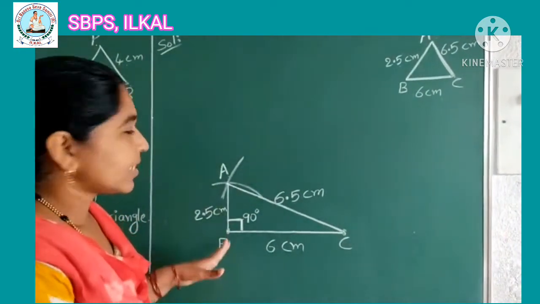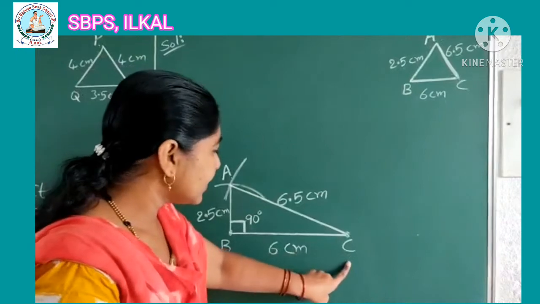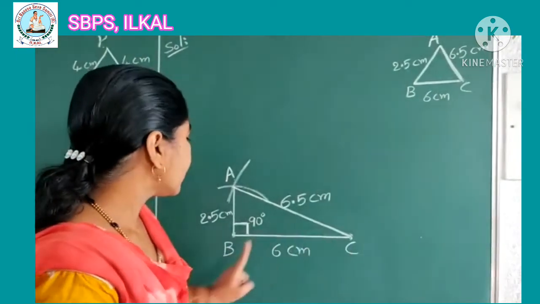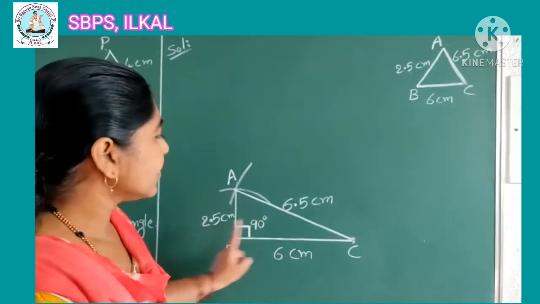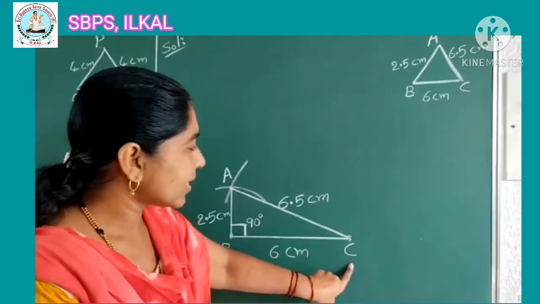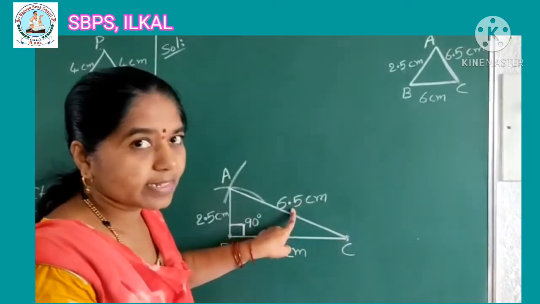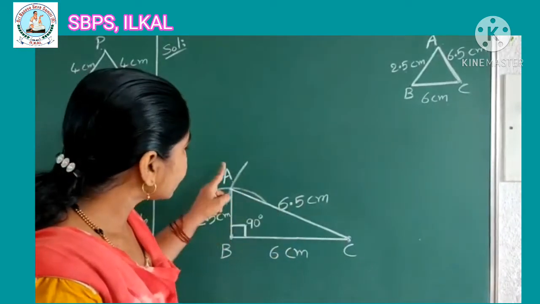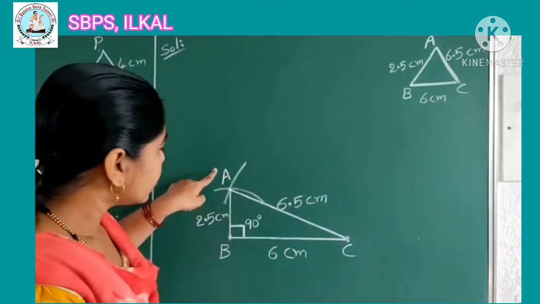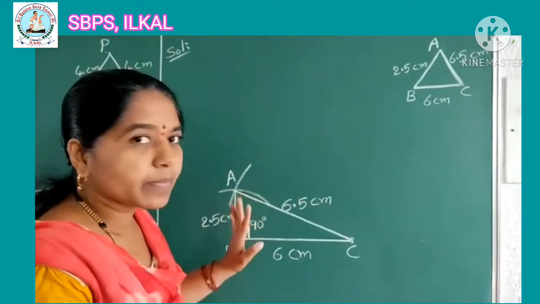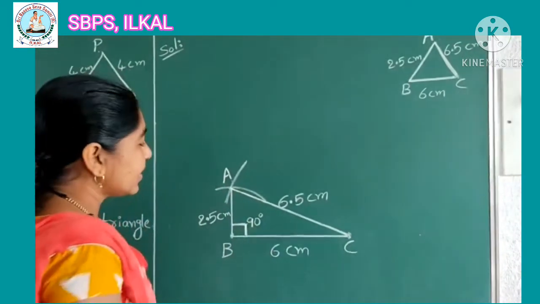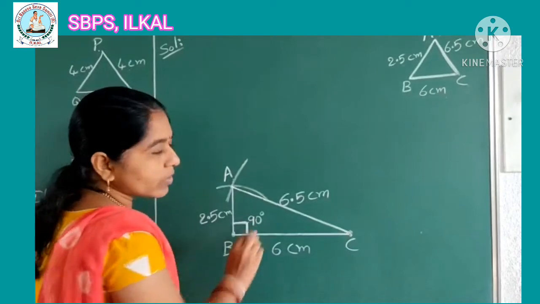Okay, steps. Draw a line segment BC equal to 6 cm. With B as center, draw an arc of radius 2.5 cm. With C as center, draw an arc of radius 6.5 cm, which cuts the previous arc at A. Okay, join AB and AC. The required triangle ABC is constructed, and then the measure of angle B is equal to 90 degrees.